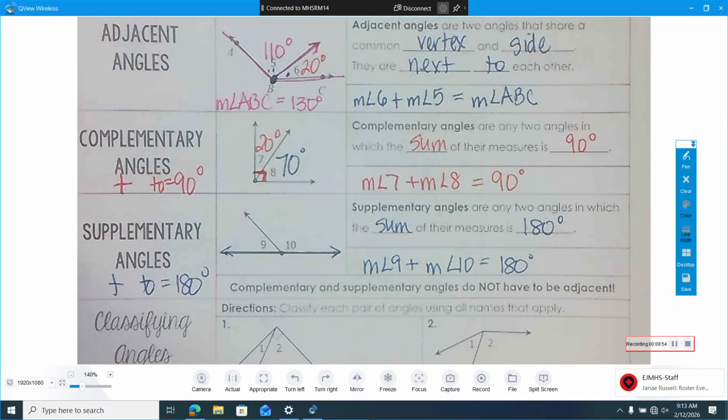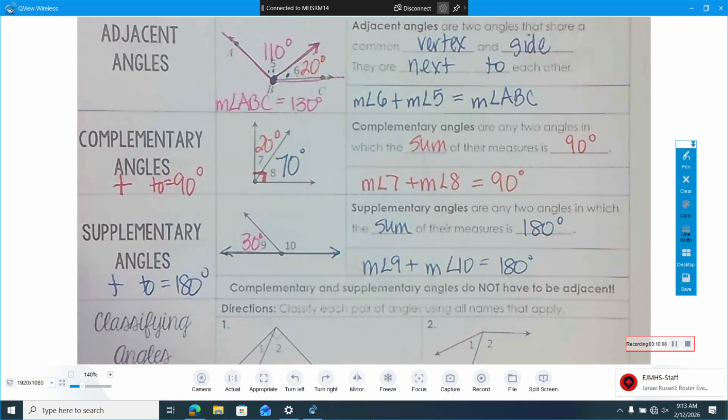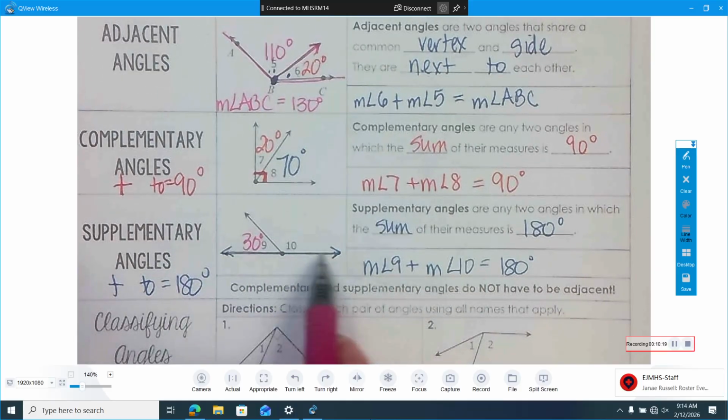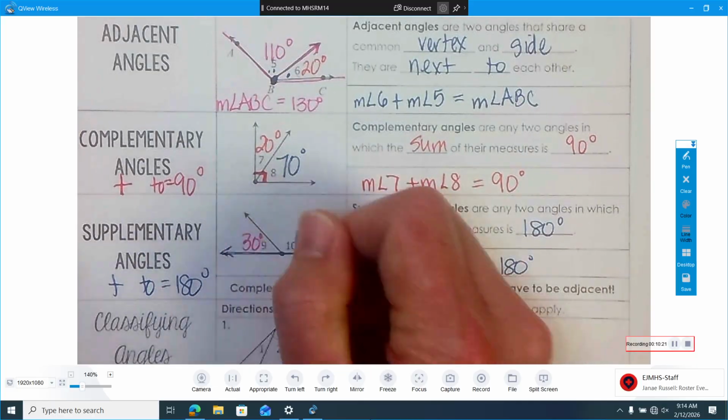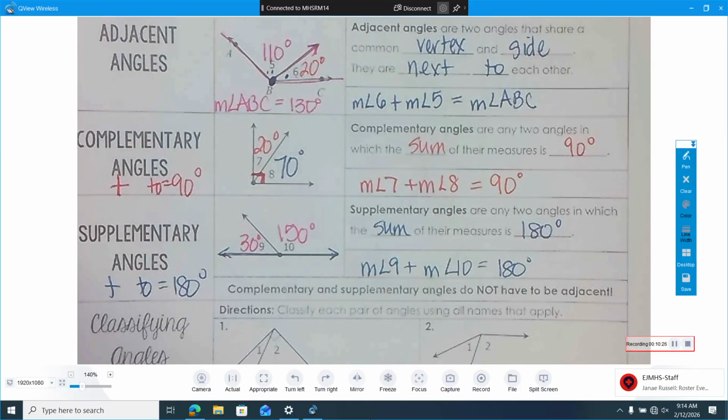What does complementary mean? 90. What does supplementary mean? 180. So vocabulary words really make a big difference here. If the measure of angle 9 is 30 degrees, what must angle 10 be? 150, yes, because these add to be 180 degrees. So 180 minus 30 is 150 degrees, okay?